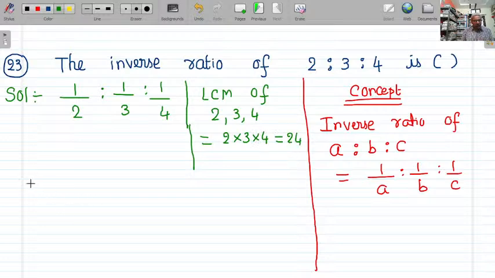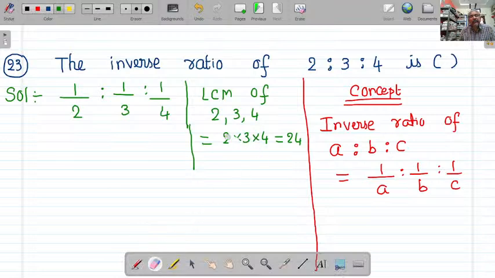Very good. Right, 6 is to 4 is to 9. Sorry, the LCM here is not that. One minute, I will check it now.